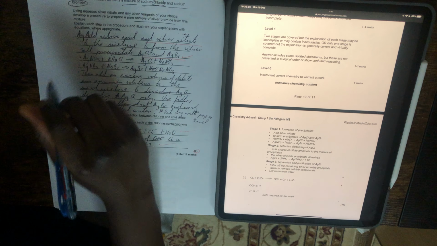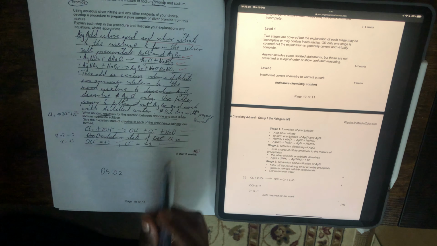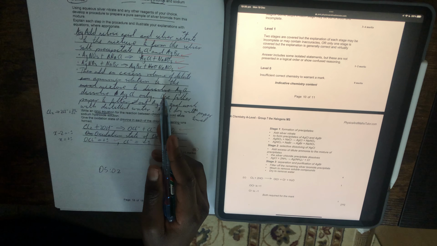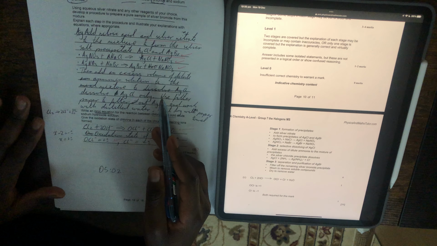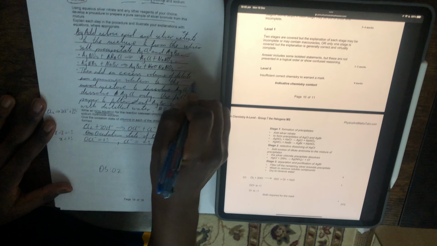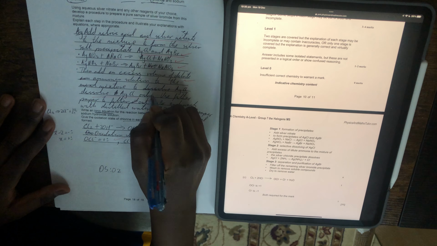How many marks is this? The ticks don't represent marks. They're just the marking points here. Add excess of dilute ammonia. So then add an excess volume of dilute ammonia solution to the mixture. The silver chloride precipitate will dissolve, AgCl only.